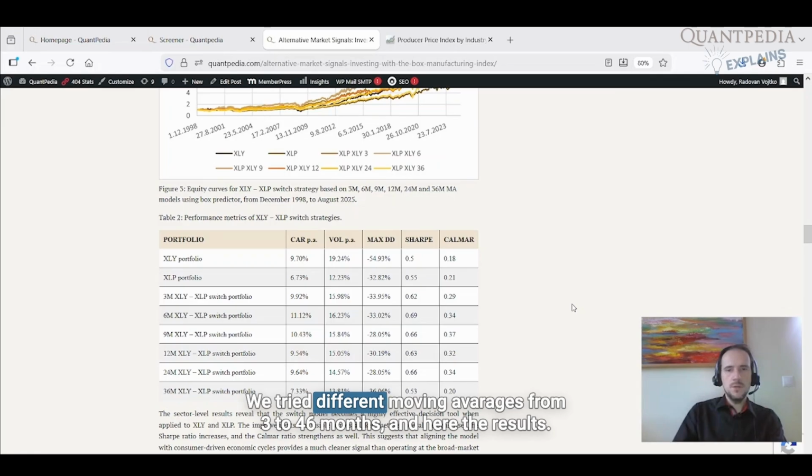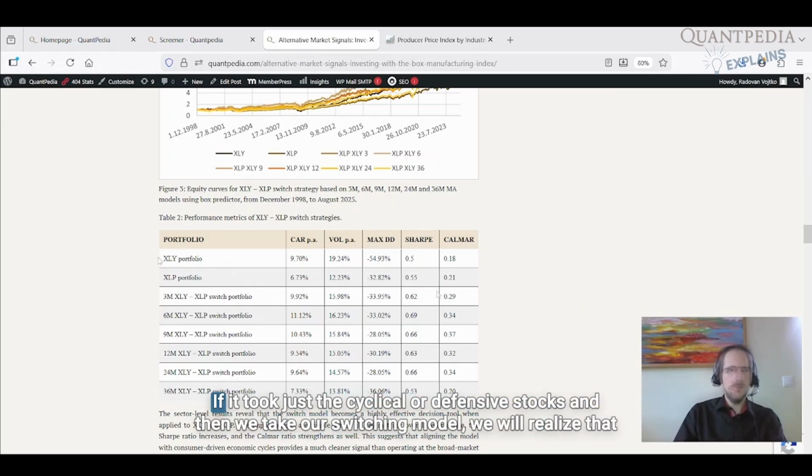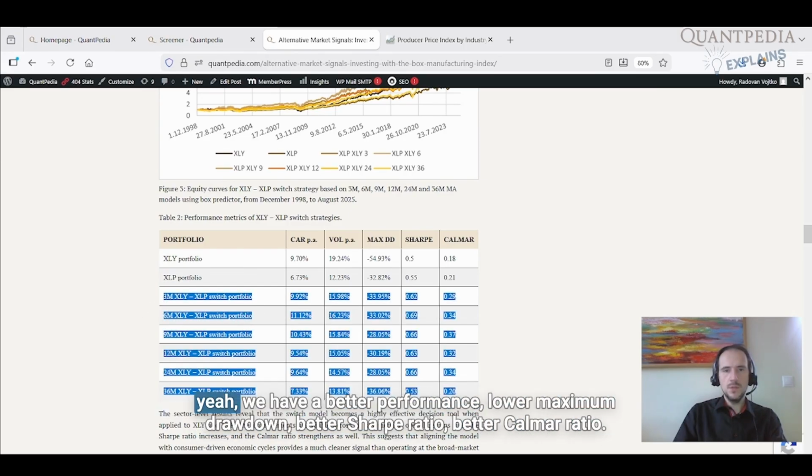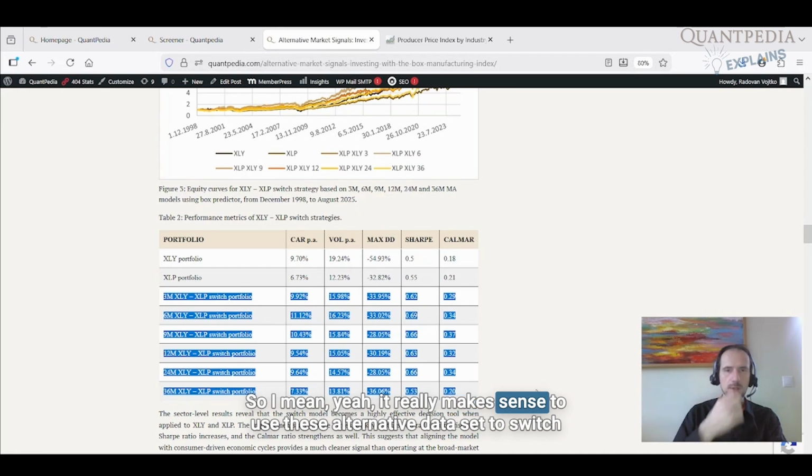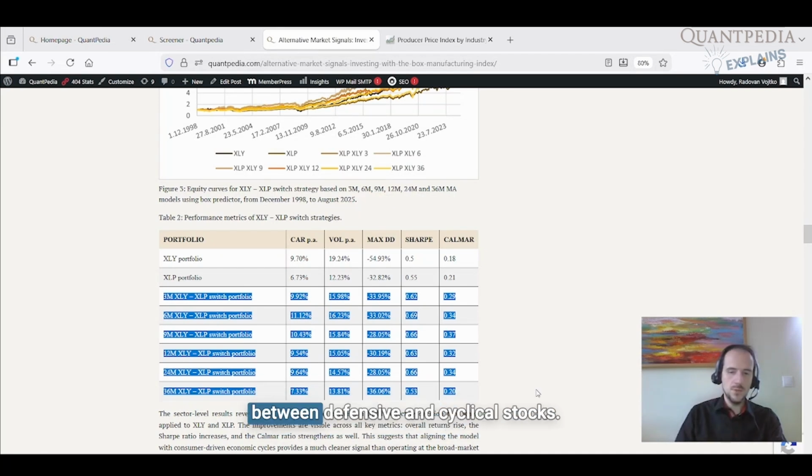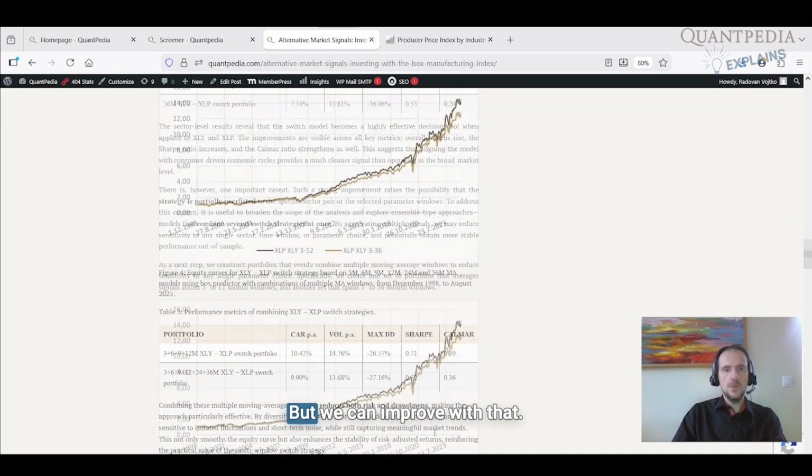Okay, we tried different moving averages from 3 to 46 months, and here are the results. If we took just the cyclical or defensive stocks and then we take our switching model, we will realize that we have a better performance, lower maximum drawdown, better Sharpe ratio, better gamma ratio. So I mean, it really makes sense to use this alternative data set to switch between defensive and cyclical stocks. But we can improve on that.